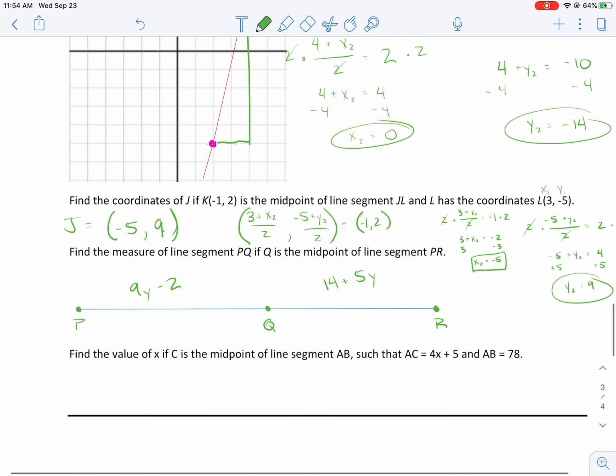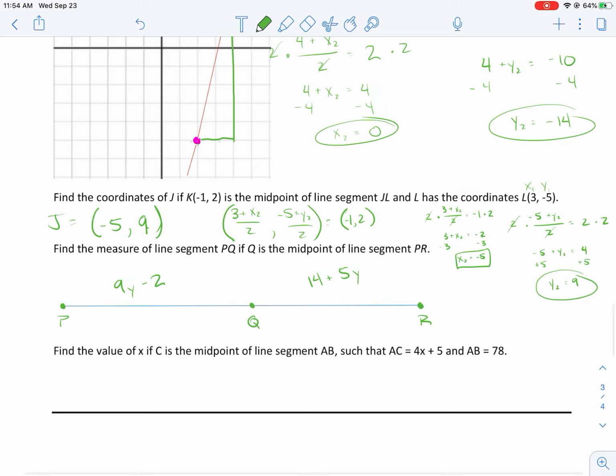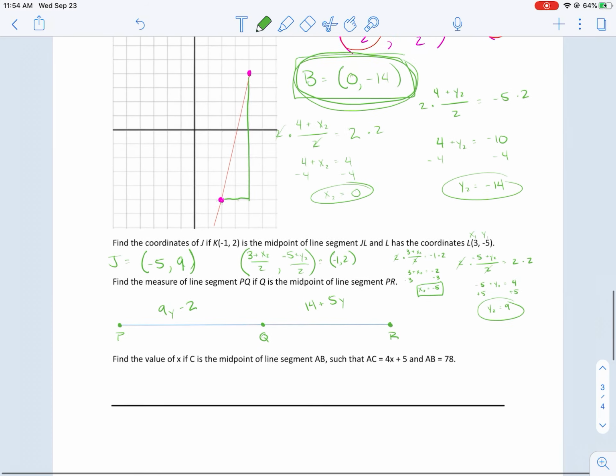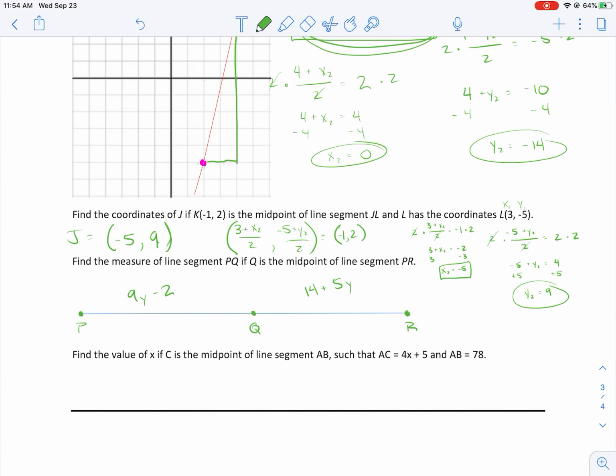All right? The point of this problem is that we don't know what y is. As soon as we figure out what y is, we can find the measure of either one of those sides. Okay? So it takes a little bit of, what am I trying to say here? You have to think outside the box here a little bit to solve this, okay?